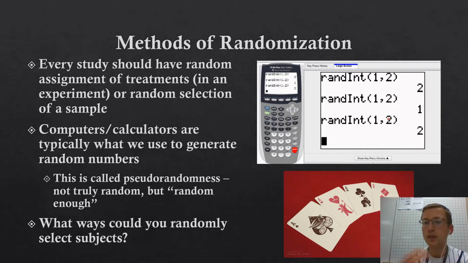So we talked about flipping a coin. What we're going to use primarily is computer or calculator functions. In your calculator, you have a function, we'll talk about it in class, called random integer. If you say randInt 1 to 2, it'll pick a number randomly, either 1 or 2. When it comes to computers or calculators, it's not completely random. We call it pseudo-random. There's some sort of program behind it, but for our purposes, we'll consider it random enough.